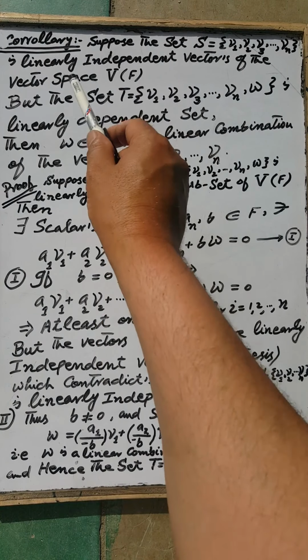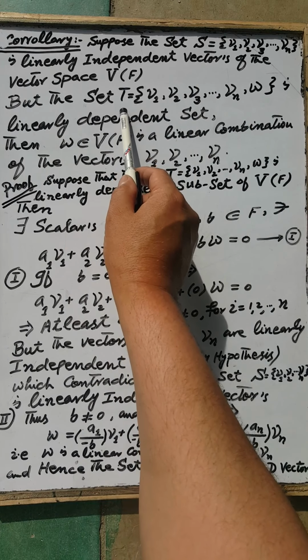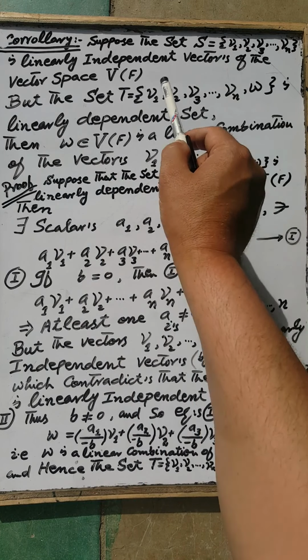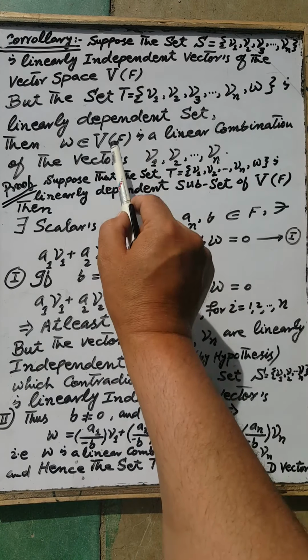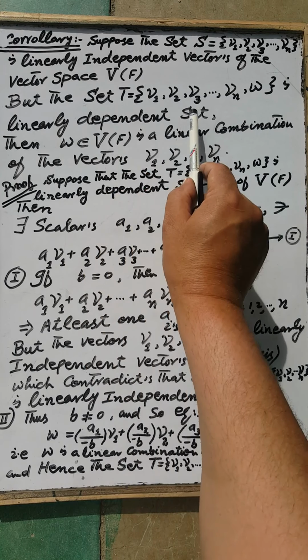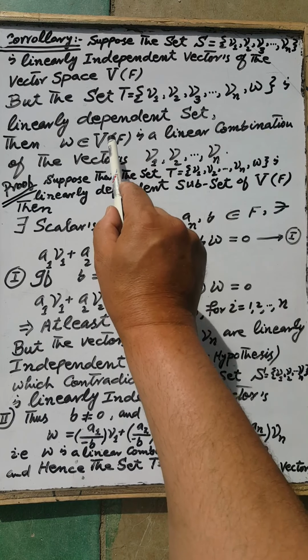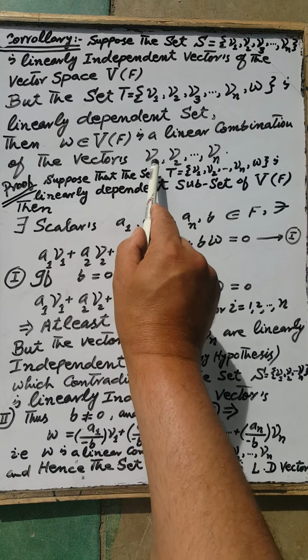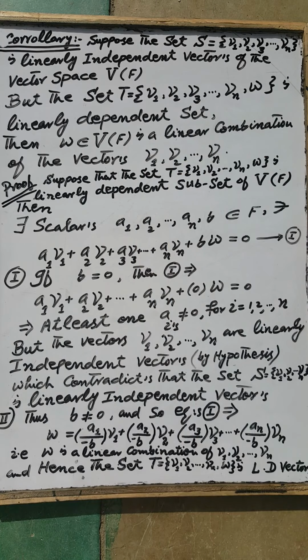Suppose that the set S consists of the elements v1, v2 up to vn of the vector space V over the field F, which are linearly independent vectors, but the set T, consisting of all the elements of the set S, v1, v2 up to vn, including another vector w of the vector space V over the field F, is a linearly dependent set. Then the new vector w is a linear combination of the remaining vectors v1, v2 up to vn.